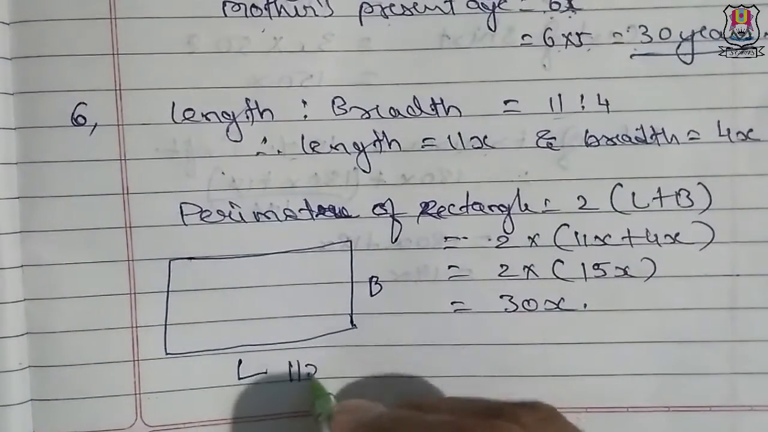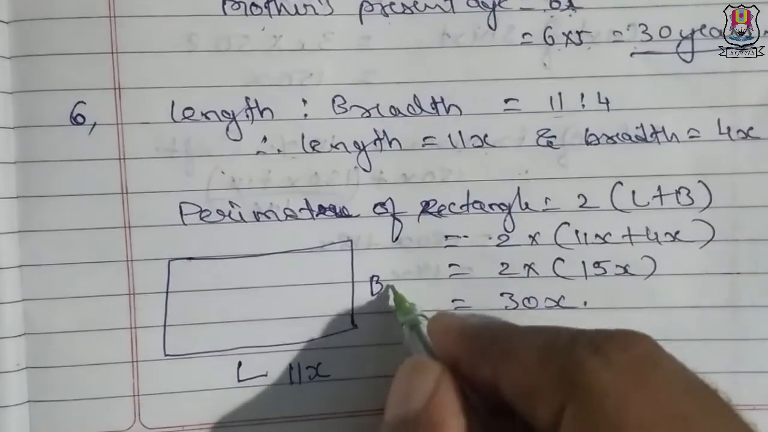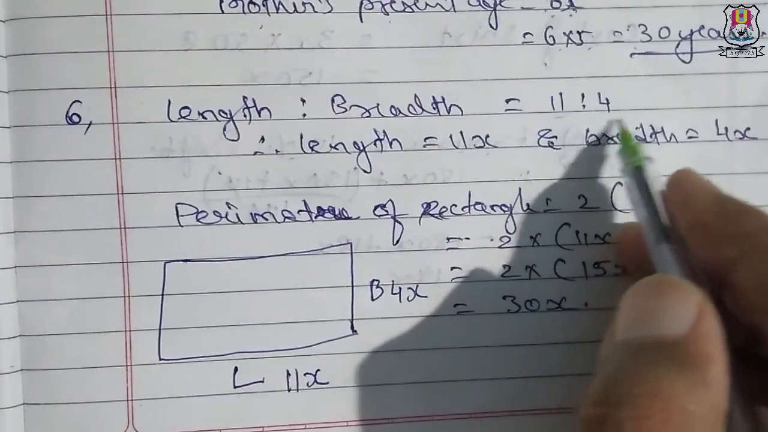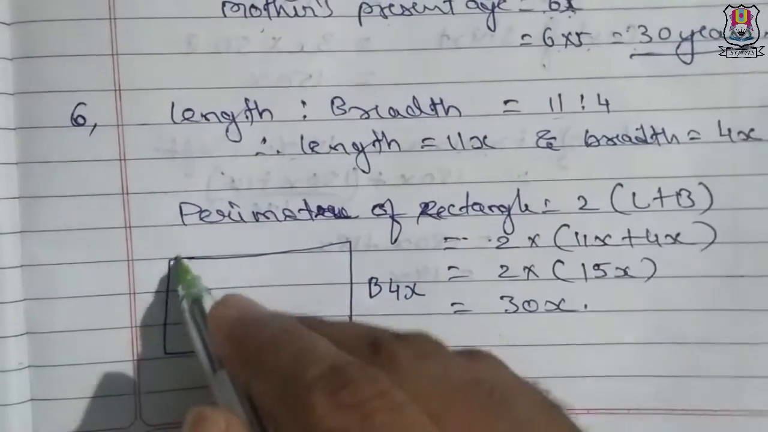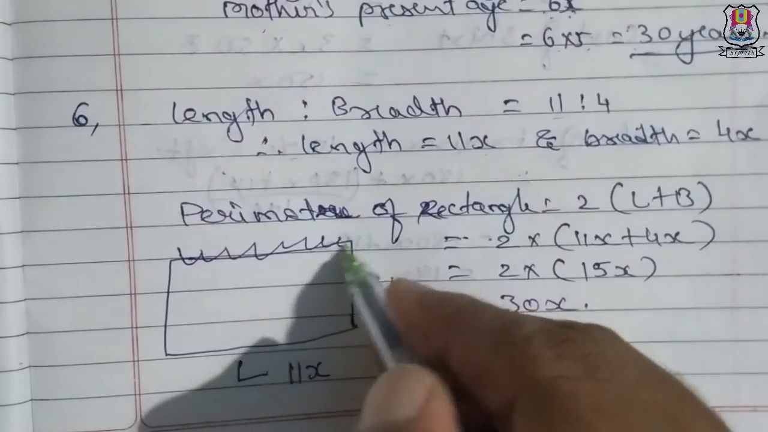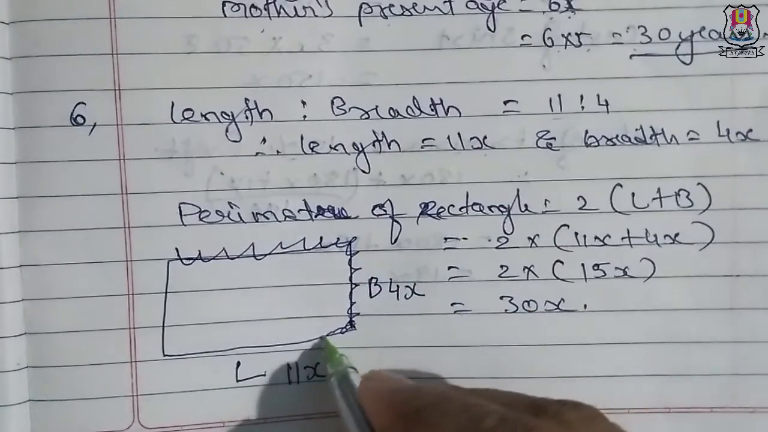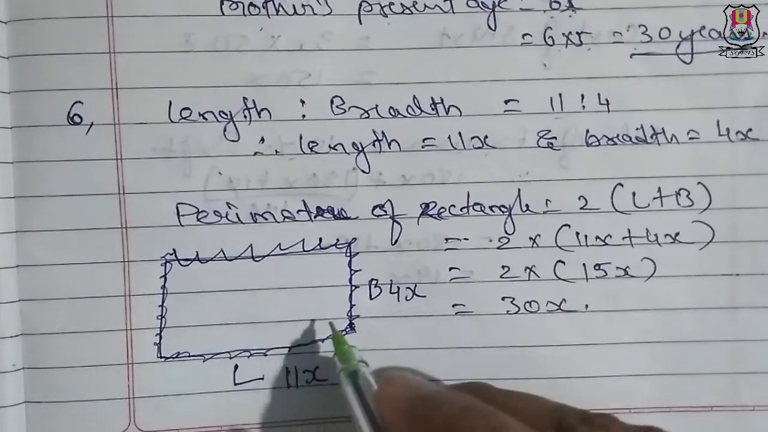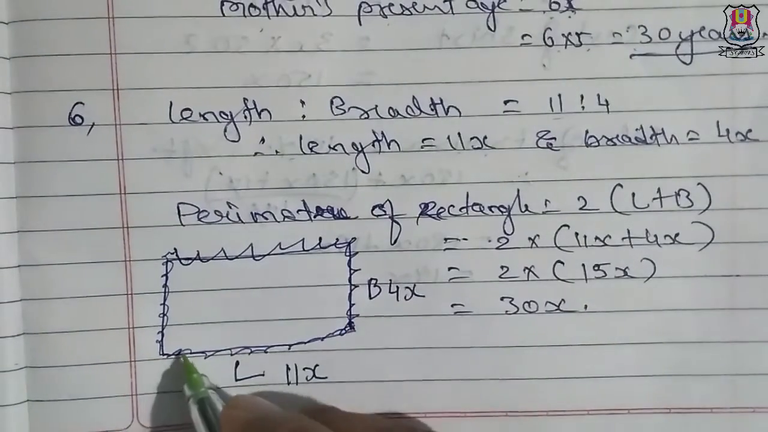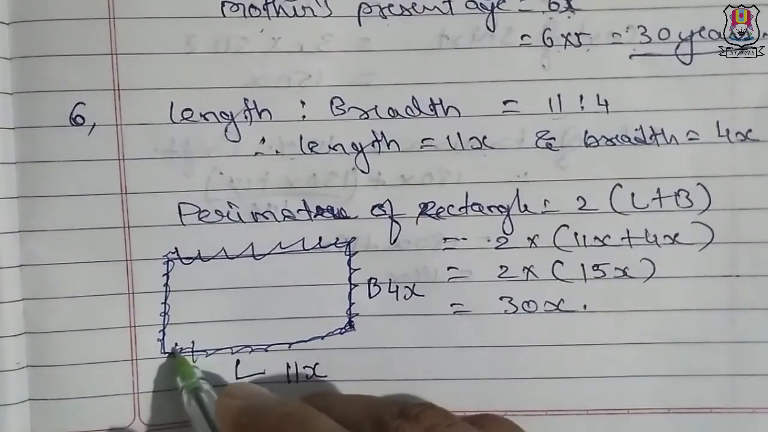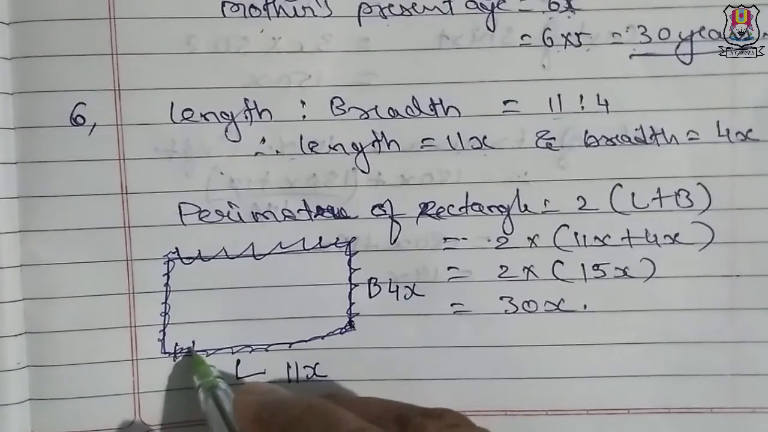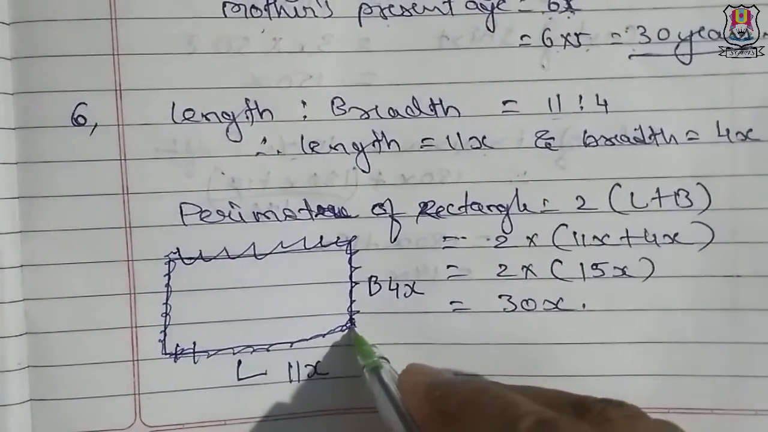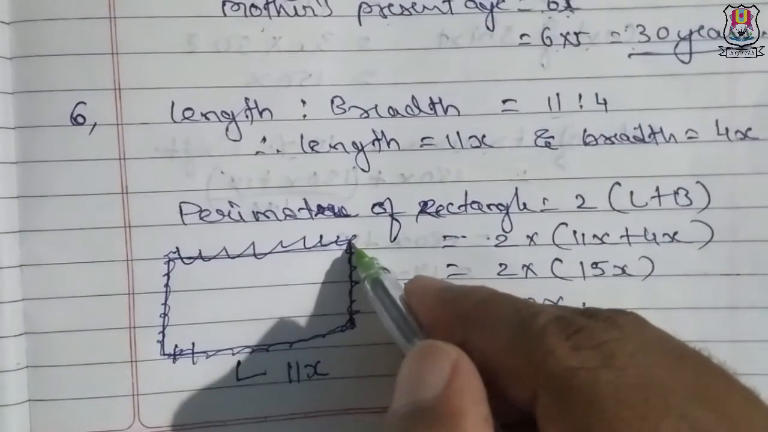Here we are assuming the length is 11x and the breadth is 4x, as it is given in a ratio. To find out the cost: it is already given to us as 75,000 rupees, and for every meter it is 100 rupees per meter. So what is the measurement of the length and what is the measurement of the breadth?